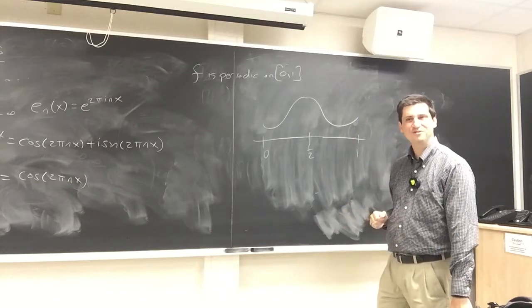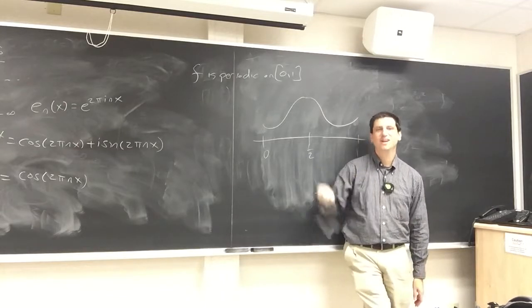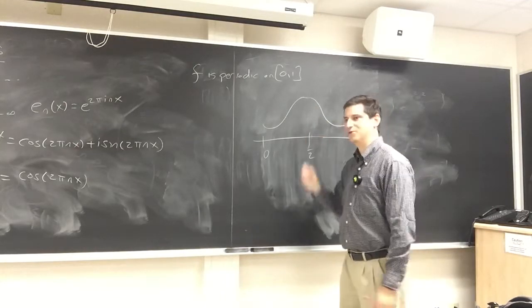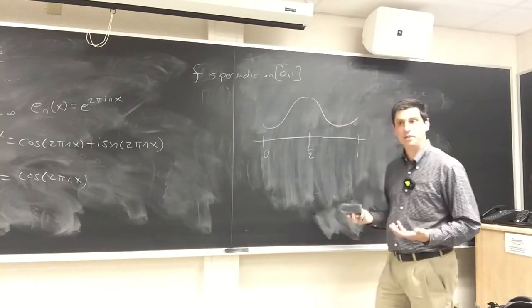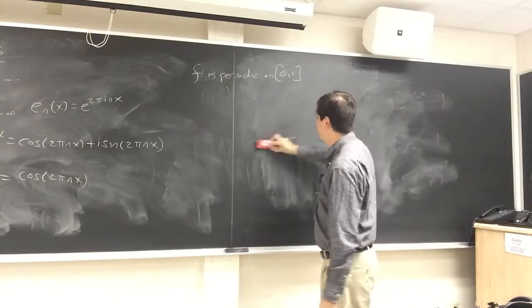And so if you then reflect your function, you can start off with a function that's not periodic and now make it periodic and then do the Fourier analysis on it. And then just look at what's going on from 0 to 1/2. So the periodic assumption is actually not that bad of an assumption. So we're going to define the Fourier coefficients.